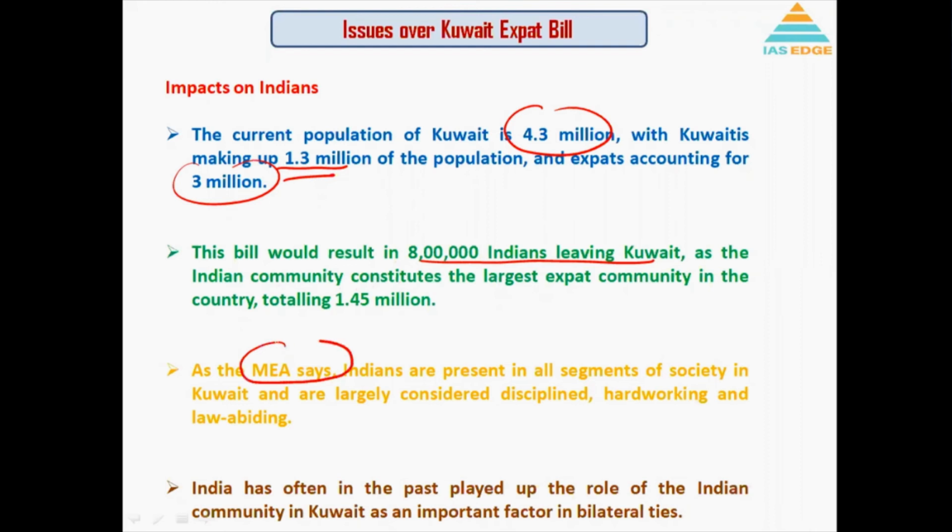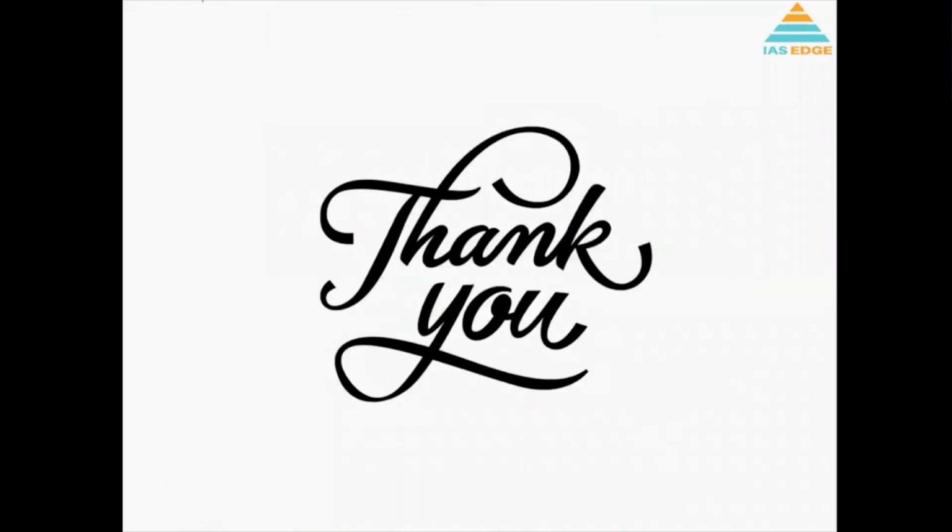As per the Ministry of External Affairs, Indians are present in all segments of society in Kuwait and are largely considered disciplined, hardworking, and law-abiding. So let's see what the government of India will do. The Government of India will try to reason with the government, and even if they have to leave, it has to be done in a very mature manner. India has often in the past played up the role of the Indian community in Kuwait as an important factor in bilateral ties. Because of the huge diaspora, India and Kuwait have good relations. So that completes this video.